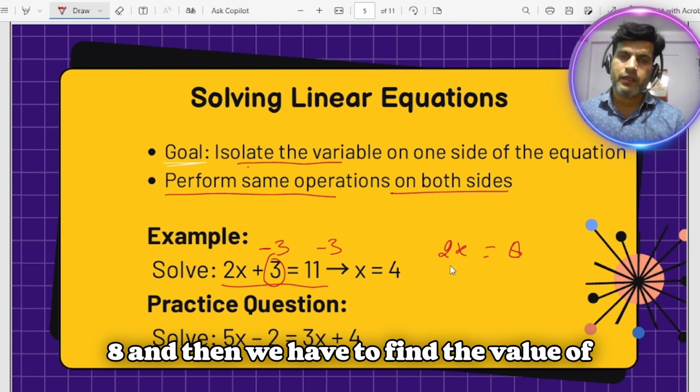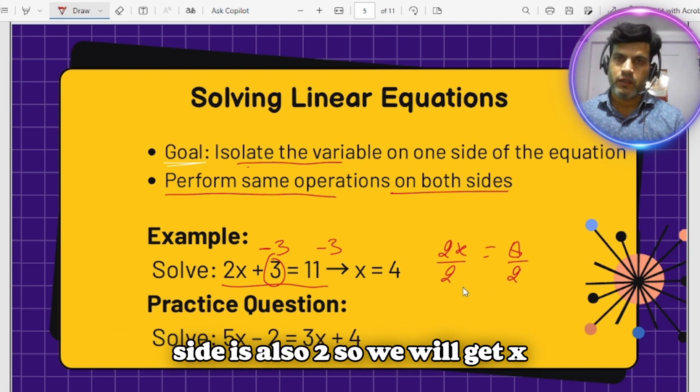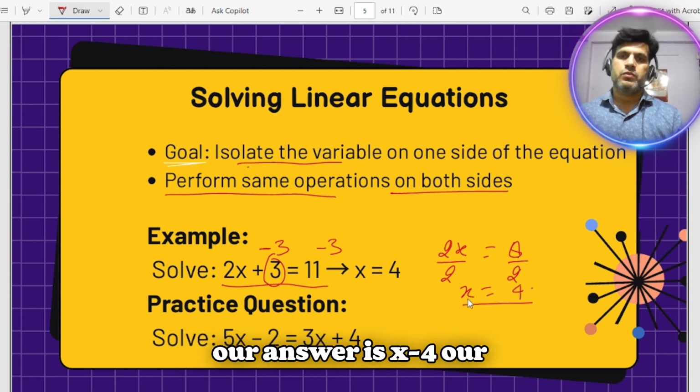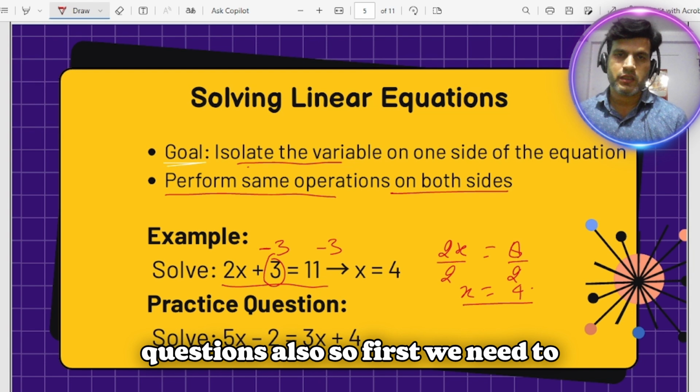And then we have to find the value of x, so we have to divide here by 2, and this side is also divided by 2. So we will get x, and this side it will be 4. So our answer is x equals 4. And practice these questions also.